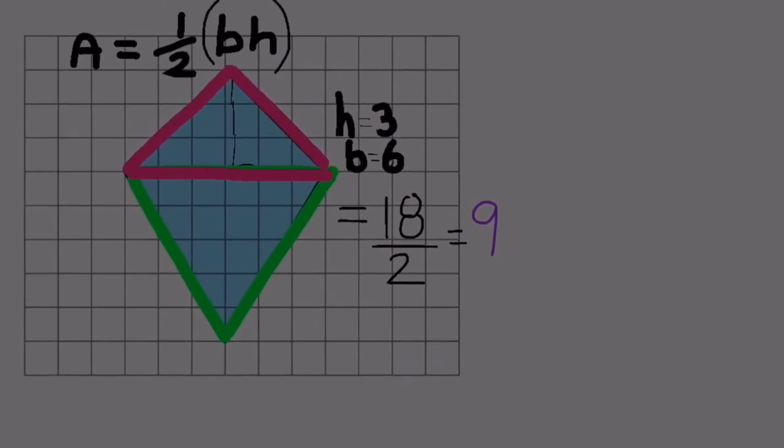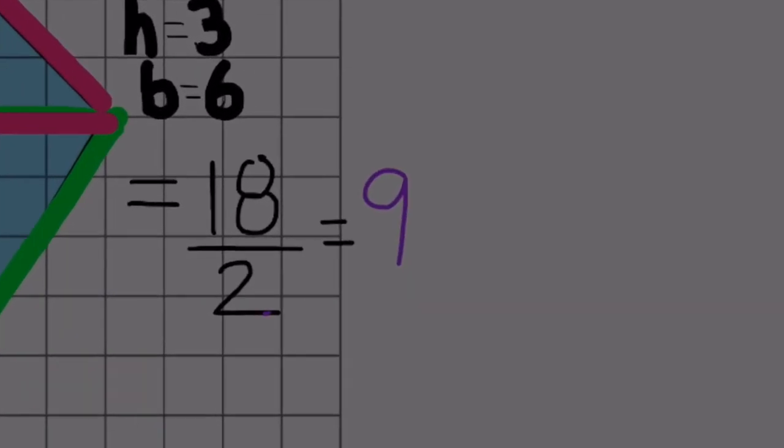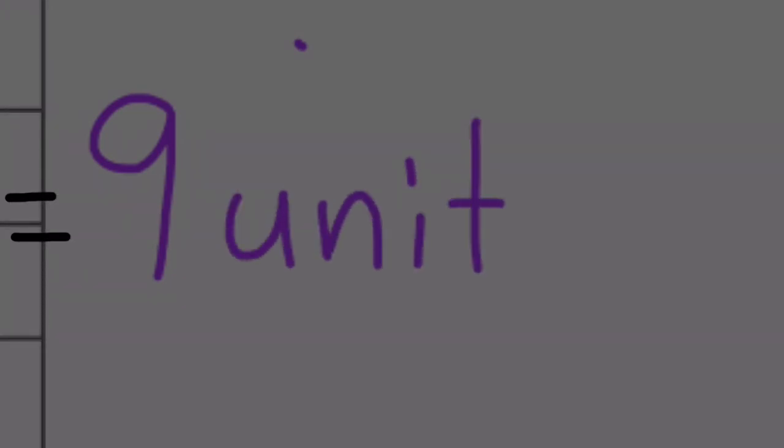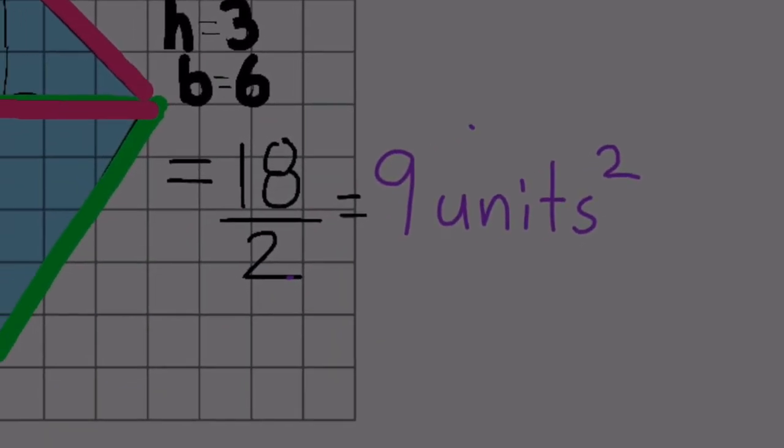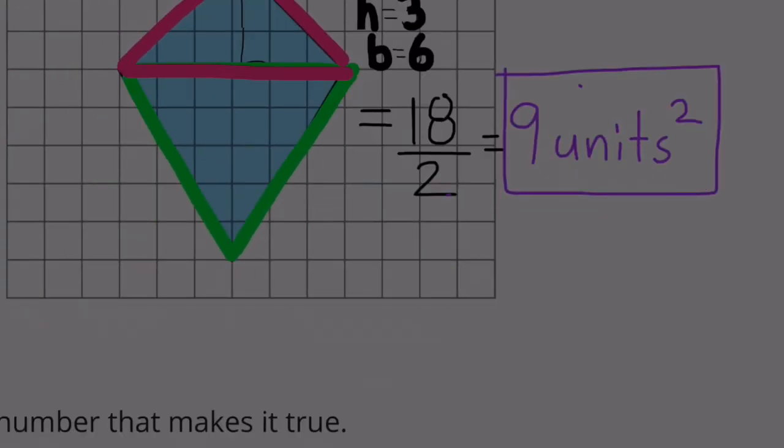So it's not just 9, it's 9 units, because they didn't identify what they were. They didn't say feet or inches, so we're going to say 9 units. And these are squares, which are two-dimensional. 9 unit squares. Let's find the bottom one.